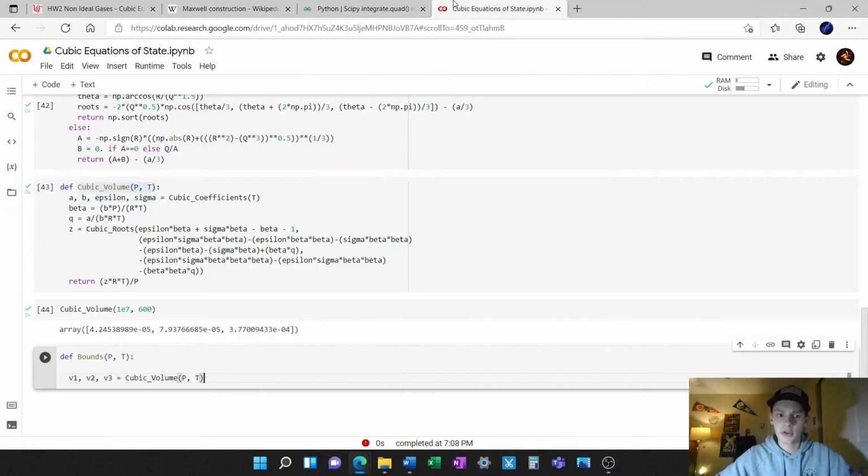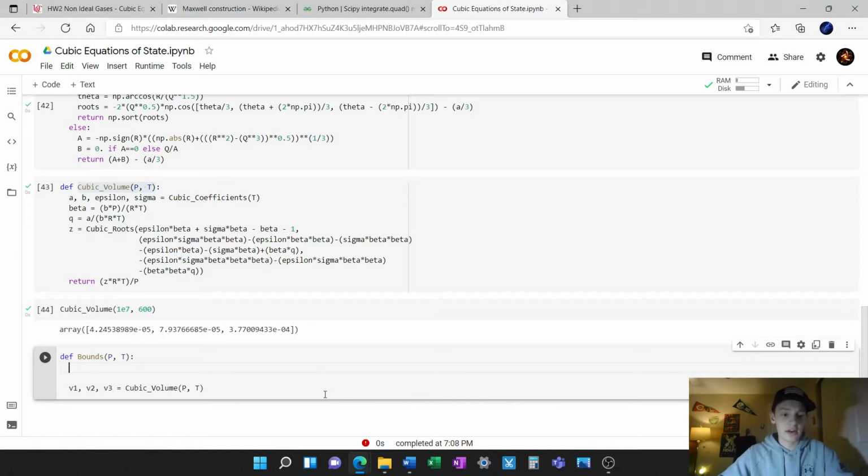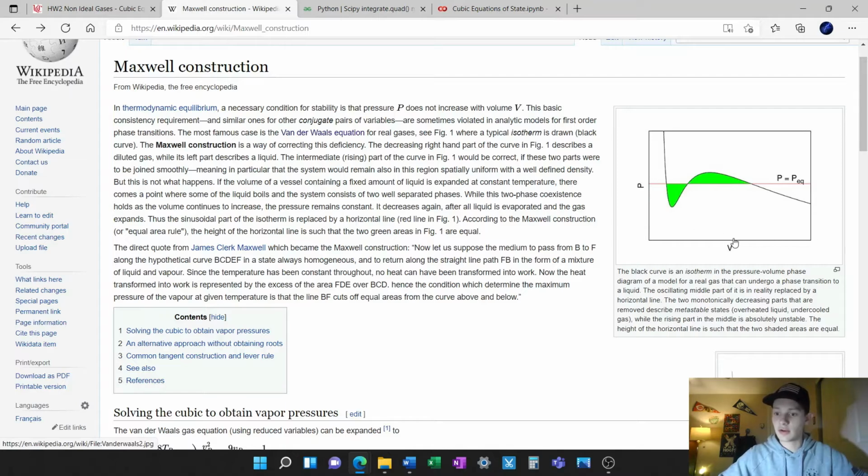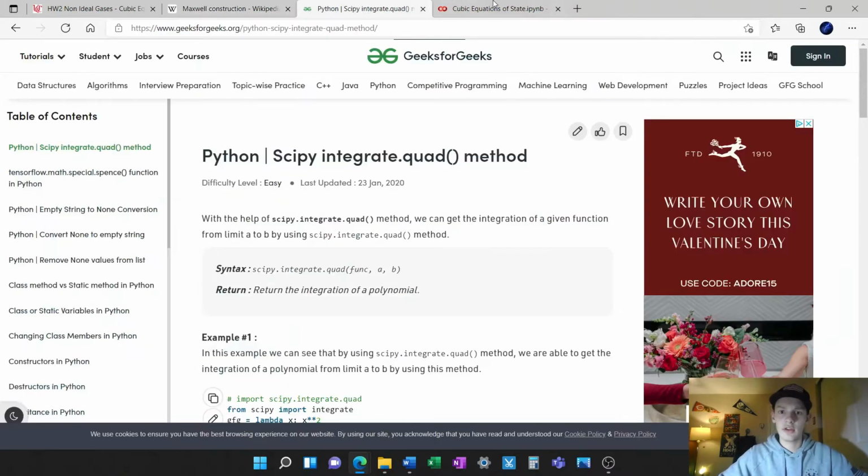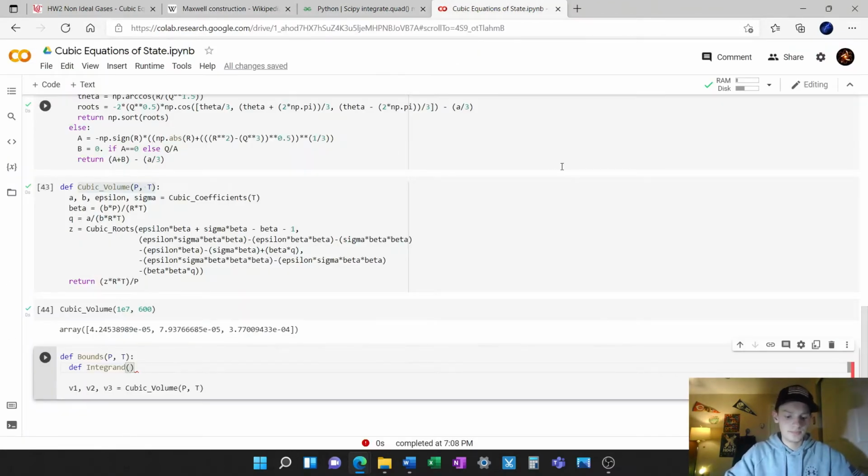So these volumes, once again, are going to be the bounds of integration. And looking back at the Maxwell construction, that's V1, V2, V3. Okay. Next thing we need is our integrand. What is that going to look like? Let's write a new function inside of this, so integrand. And what are we integrating with respect to? Well, that's going to be whatever's on the x-axis. So that's specific volume.